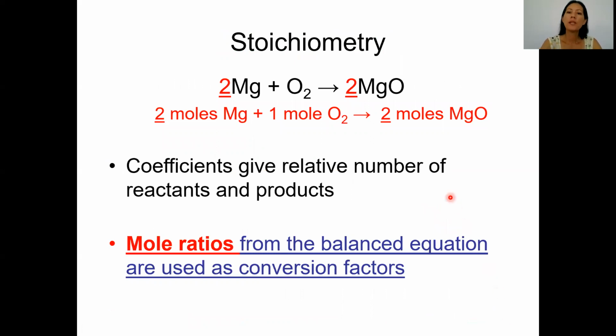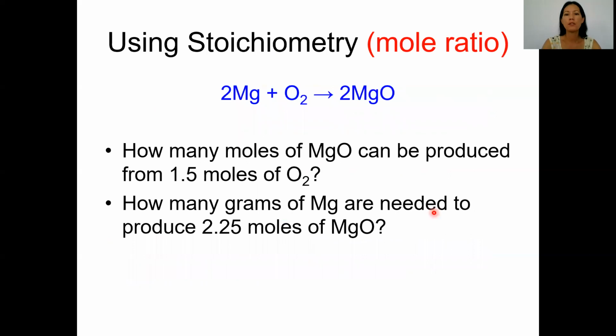Let's now talk about stoichiometry. I showed you the magnesium oxide equation, and I mentioned 2 moles of Mg plus 1 mole of O2 gives 2 moles of magnesium oxide. So the coefficients give the relative numbers of reactants and products. We're going to use these as conversion factors to go between different types of conversions, between reactants or just reactants and products. Let's go through some problems here.